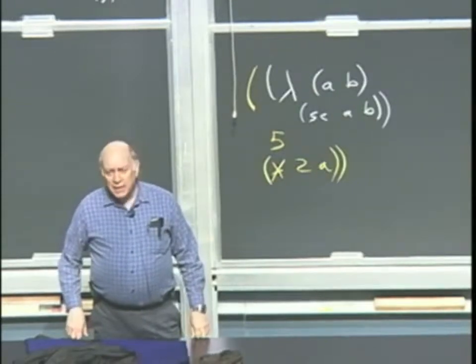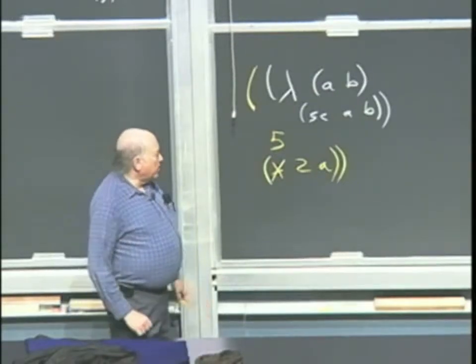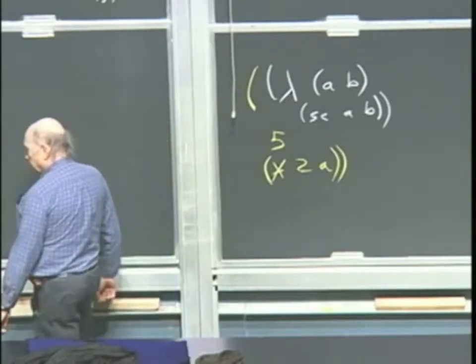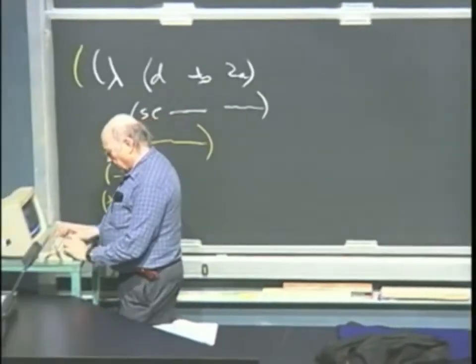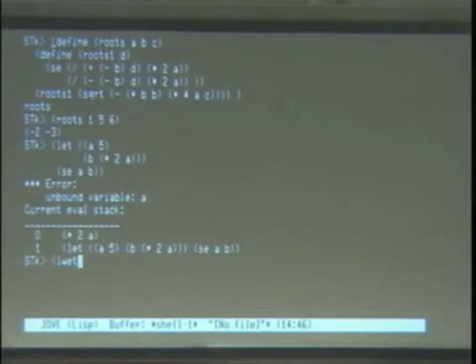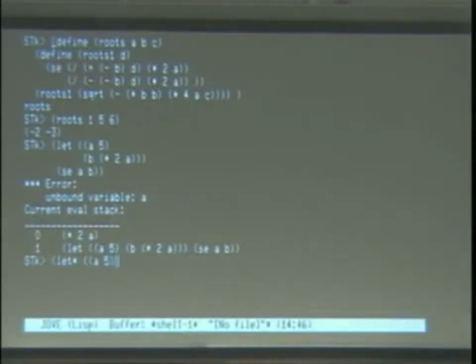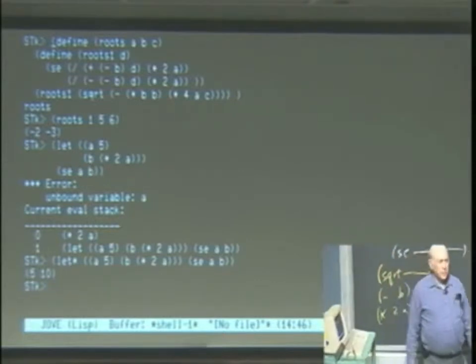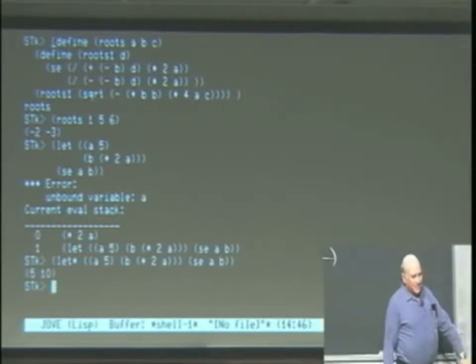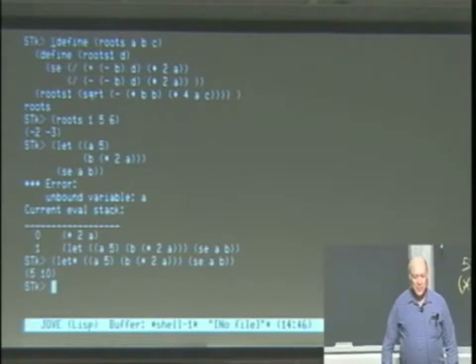Scheme actually has another thing called let star, like this. A is 5, B is times 2 A, sentence A B. That does what you want if you want sequential evaluation.